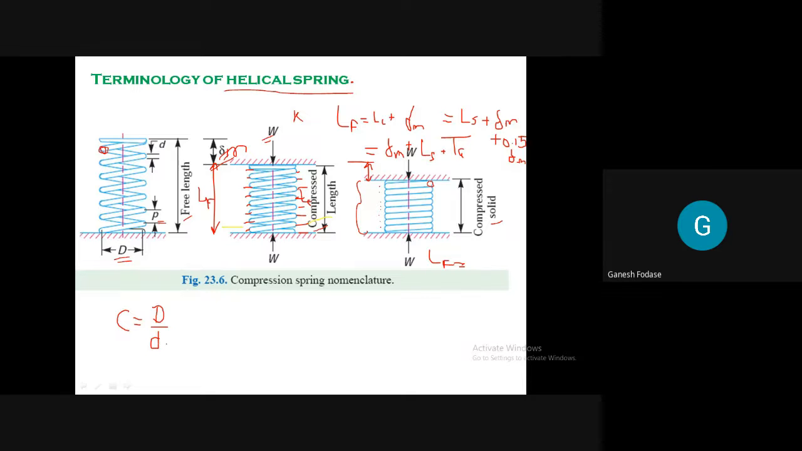Okay, and small d is the wire diameter. So this is the coil diameter and this one is the wire diameter. You can see here, this one is the wire diameter, and this capital D is the coil diameter. And spring index is C, which is nothing but the ratio of coil diameter to wire diameter. So spring index is the ratio of mean coil diameter to wire diameter.